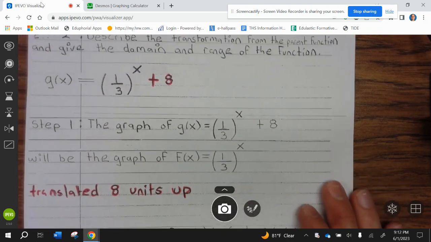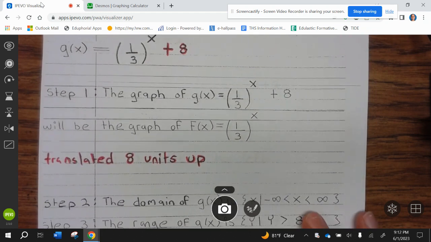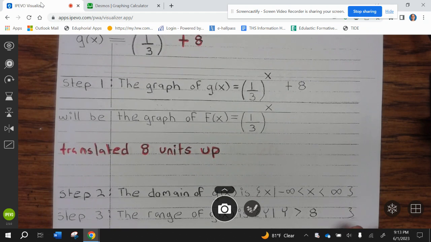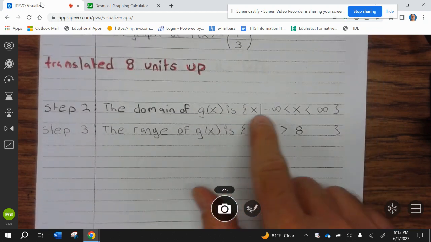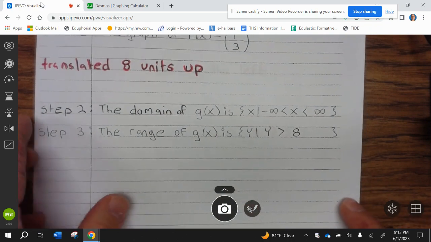All right, example 2. Describe the transformation from the parent function and give the domain and range of the function. When g of x equals 1/3 to the x plus 8, step 1, the graph of g of x equals 1/3 to the x plus 8 will be the graph of f of x equals 1/3 to the x. The transformation is translated 8 units up. Step 2, the domain of exponential is always -infinity to +infinity, and the range is y greater than 8.